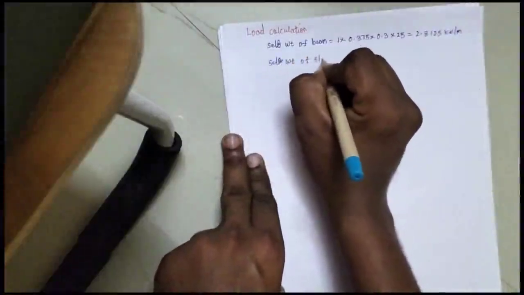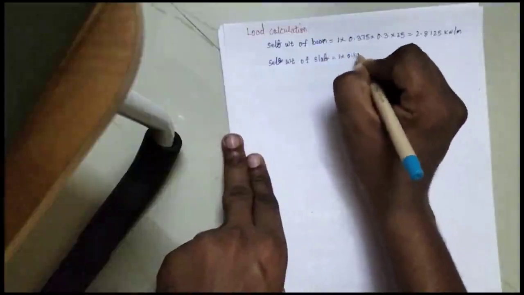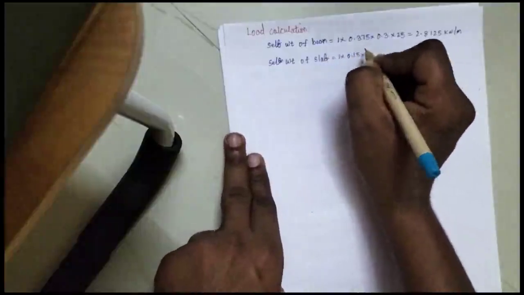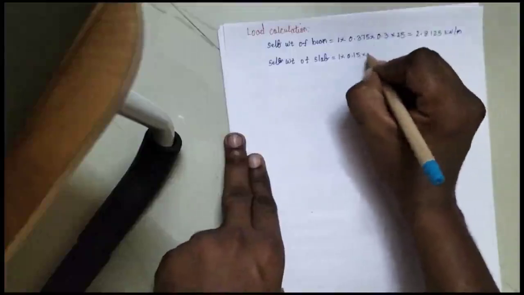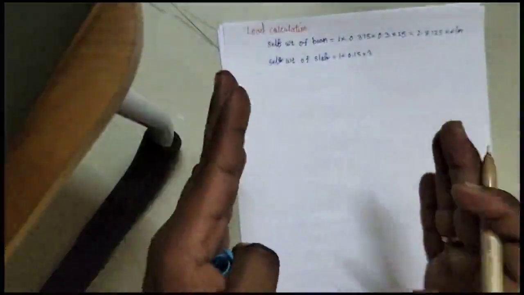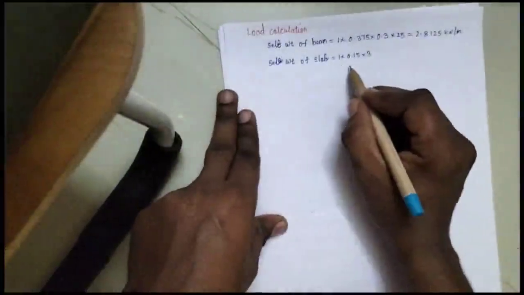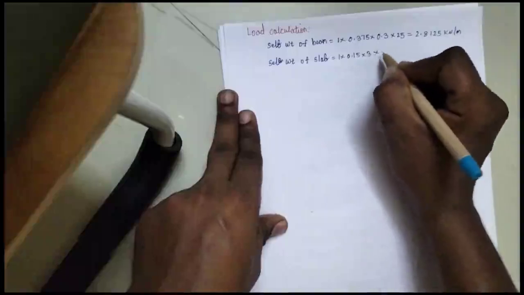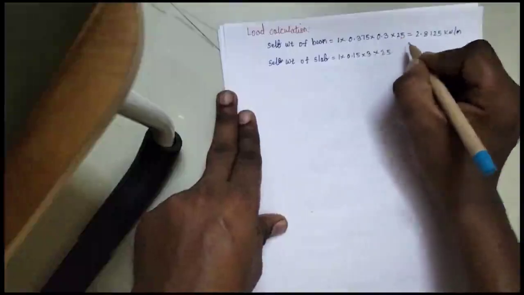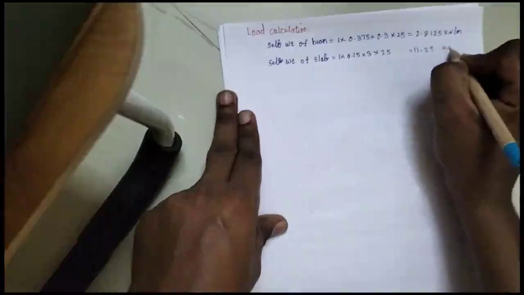Then I need to calculate the self weight of slab. As we have already calculated, we know the thickness of the slab is 150 mm, 0.15, and the length of the slab is going to be the spacing between the beams. So the spacing between the beams is 3 meter. I am considering this as 1 into 0.15 into 3 into 25. If I calculate this, the value will be 11.25 kilonewton per meter.